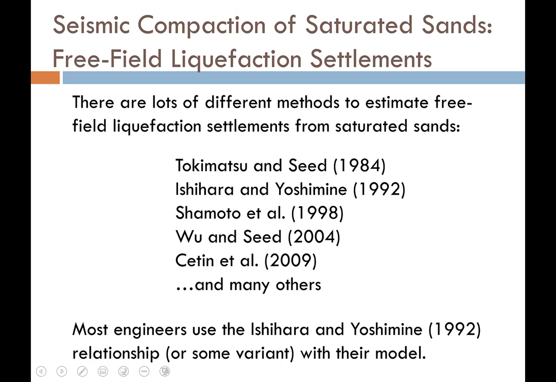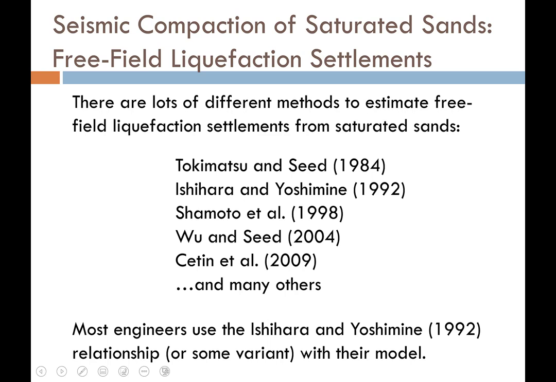Okay, so how do we estimate seismic compaction or volumetric strains from free-field liquefaction settlements? There's lots of different models that are out there that have been developed based on laboratory cyclic shear testing of clean sands, and they've estimated or measured the amount of volumetric strain that occurred after they liquefied the sand. So Tokimatsu and Seed, Ishihara and Yoshimine, Shamoto, Wu and Seed, Cetin, and others, and many, many others.